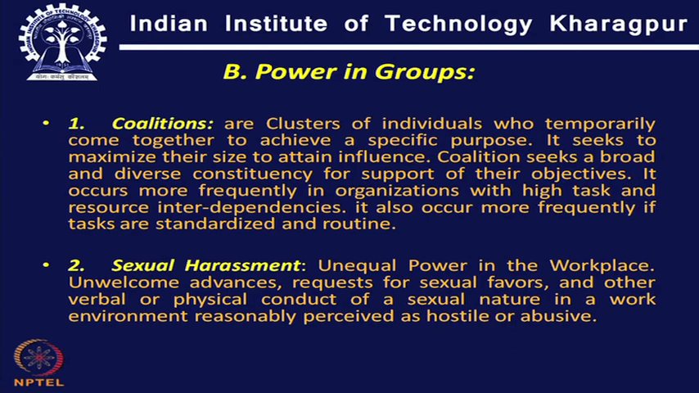In a coalition, what happens is that they form small boards in governments and discuss, to support their objectives. In organizations, people work for a particular purpose, and there is high task and resource interdependency. So people generally form coalitions to get their objectives done. This is where the importance of coalition is.